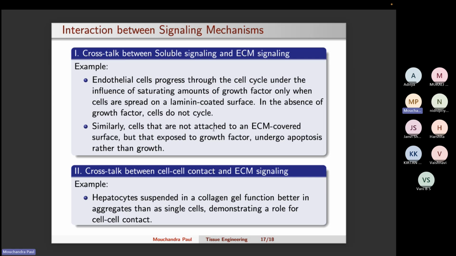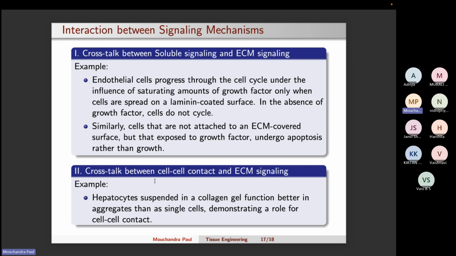Similarly, cells that are not attached to an ECM-covered surface but are exposed to growth factor will undergo apoptosis rather than cell growth. So if the ECM component, laminin, is not there and you are just giving growth factor, then rather than going through the cell cycle pathway, the cell will begin apoptosis. This is how the soluble signaling, that is signaling by the growth factor, is being influenced by the ECM component and vice versa.